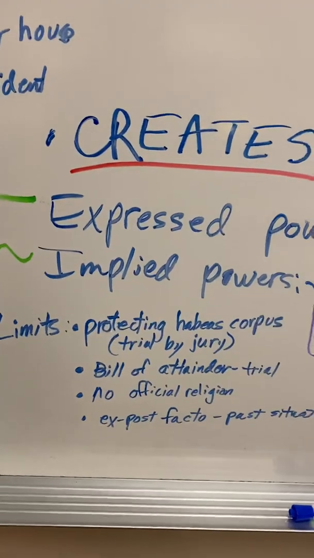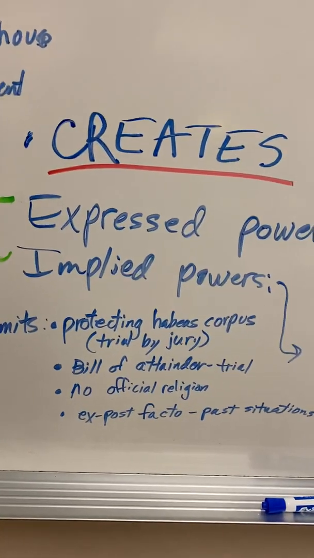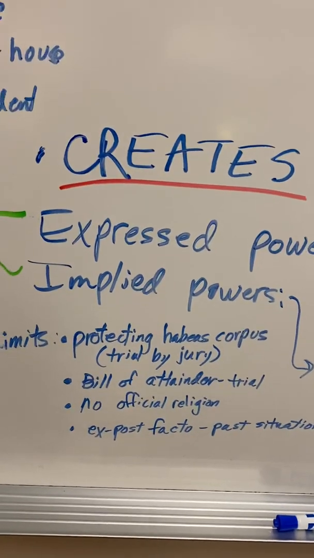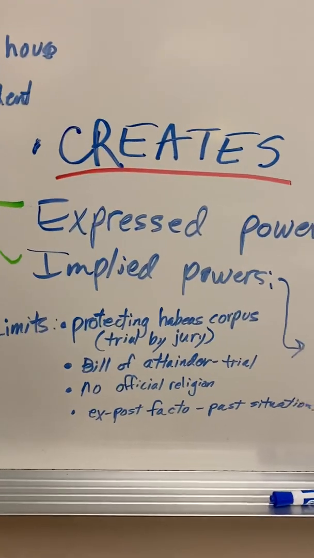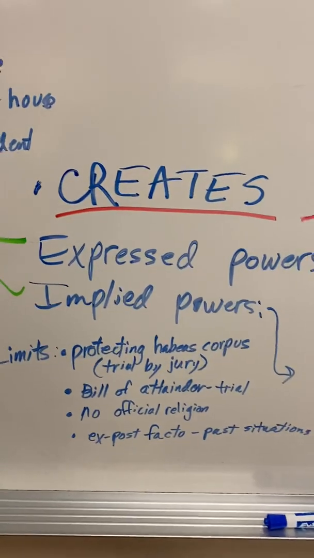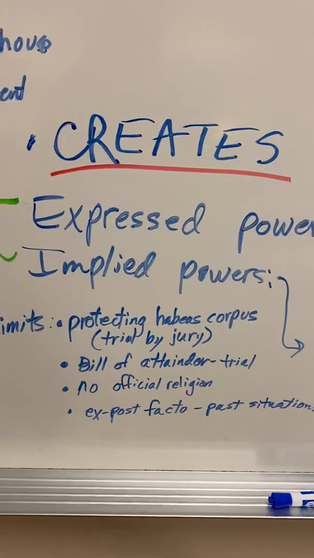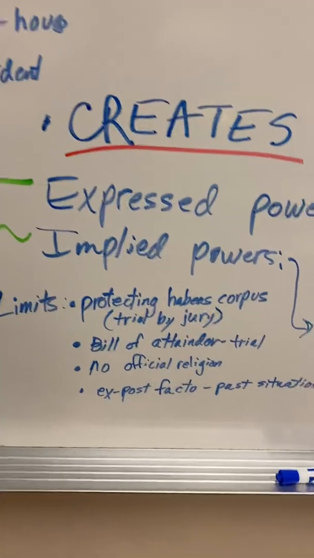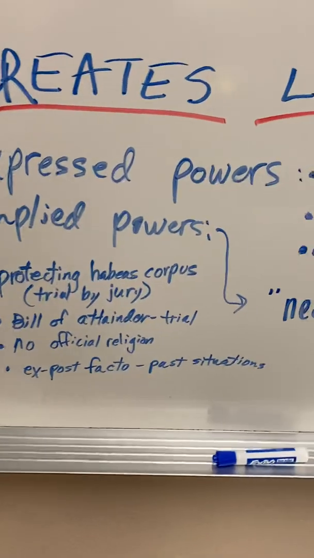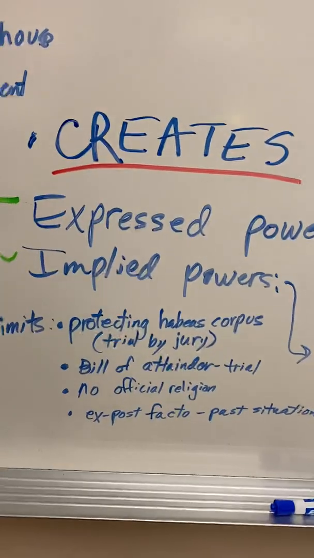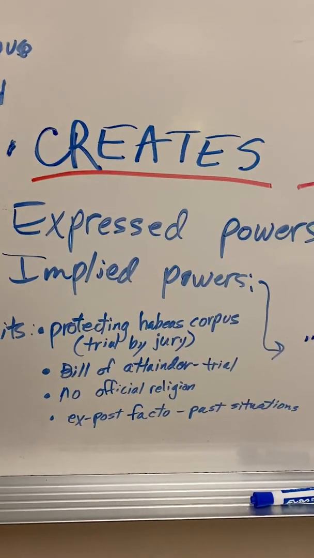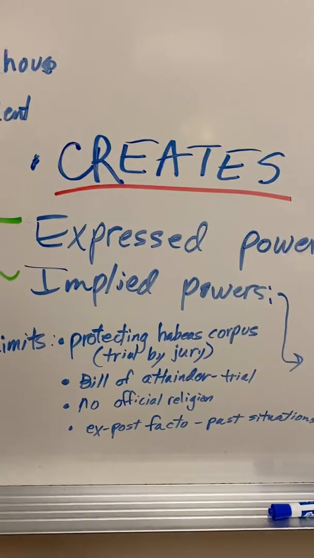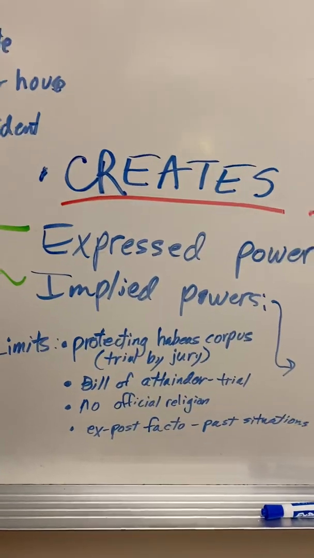However, they've got some limits. They have to protect the right of habeas corpus. That means trial by jury. They cannot pass bill of attainder. That means you just get thrown in jail for no reason and you're not even accused of a crime. There can be no official religion. That's in the First Amendment. And there can be no ex post facto laws. In other words, I can't pass a law today that makes something illegal that you have already done in the past and then charge you with the crime.